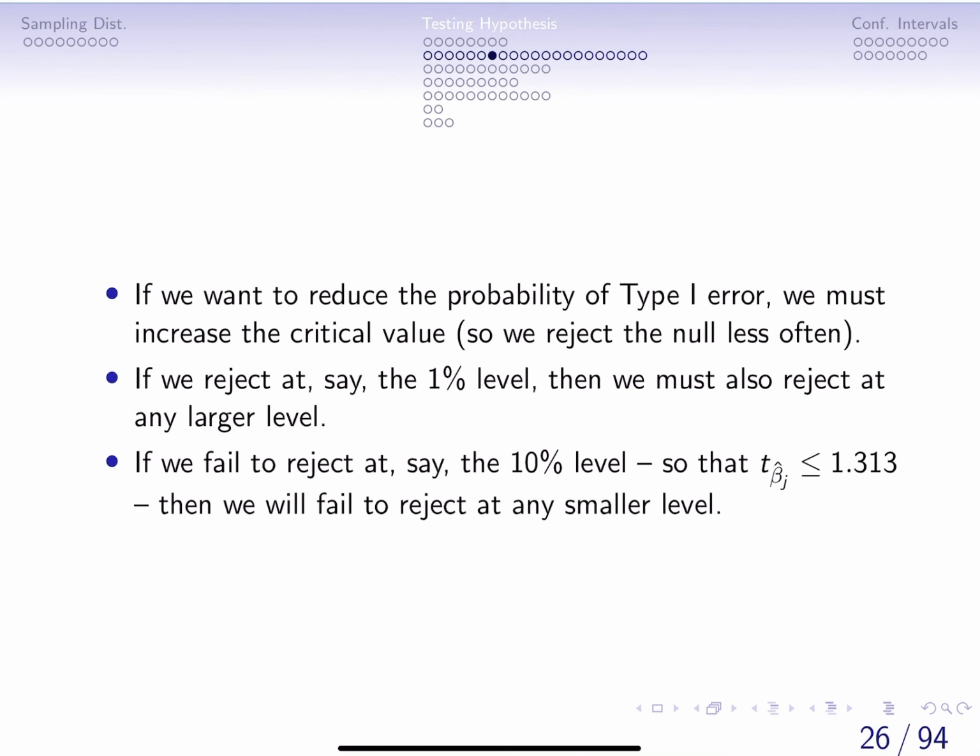So this is implied here that if we want to reduce the probability of a type 1 error, we must increase the critical value. That's what we saw in that diagram. So we get to reject the null less often. It's also implied that if we reject at the 1% level, then we must also reject at 5% or 10% or any larger levels than 1%. But if we fail to reject at 10%, then we will fail to reject at any smaller level, 5% or 1%.